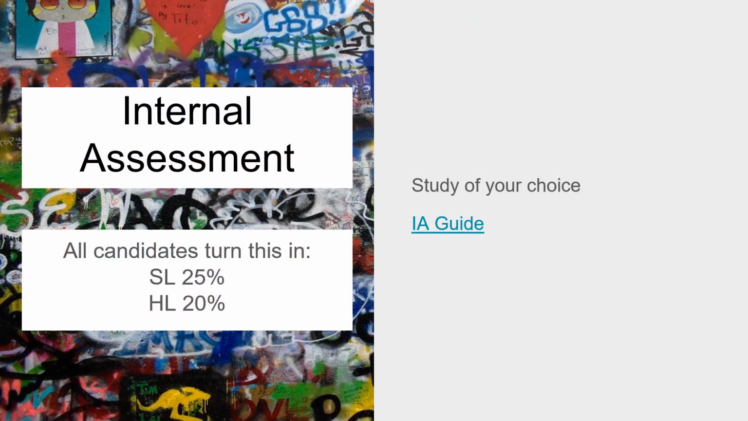So your internal assessment is a pretty big deal. You control it. It's the only thing you control. All candidates turn this in. For SL, it's 25%, and for HL, it's 20. This is a study of your choice, but I highly suggest you choose something in the topics mentioned in the first 35 minutes of this infernally long video.